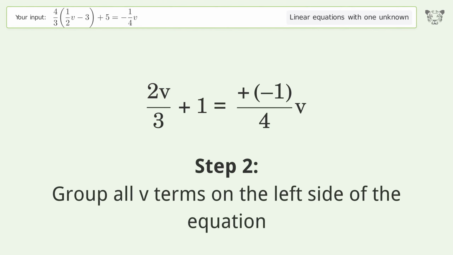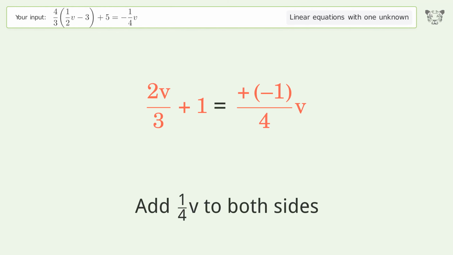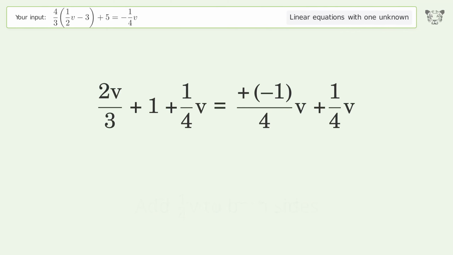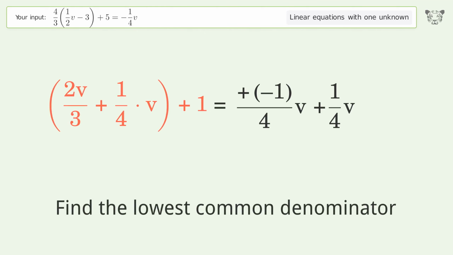Group all v terms on the left side of the equation. Add 1/4v to both sides. Group like terms. Find the lowest common denominator.